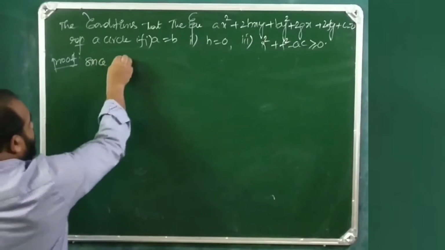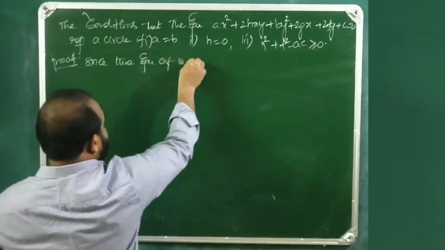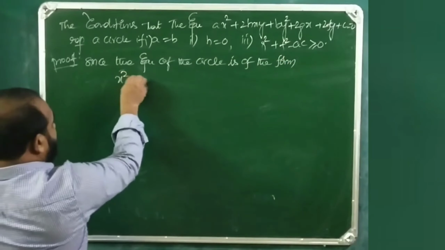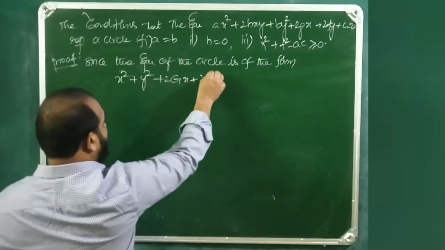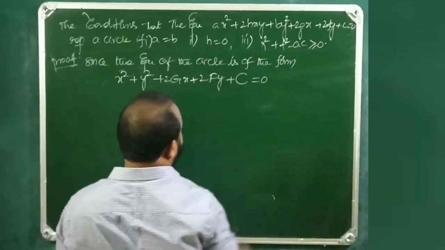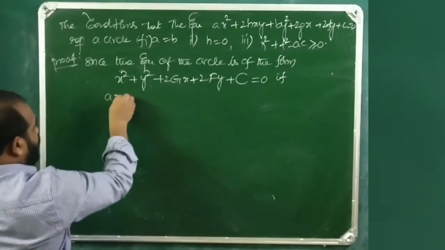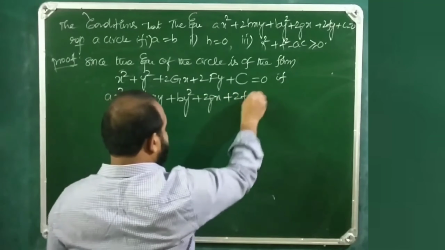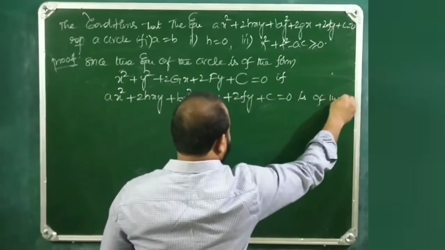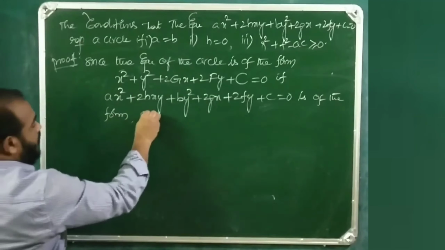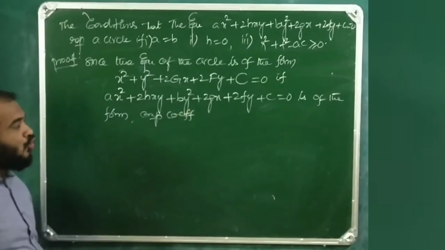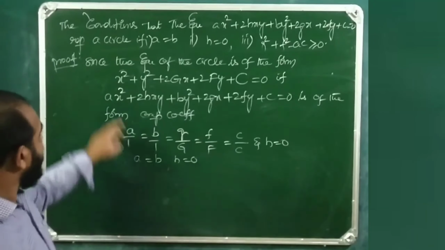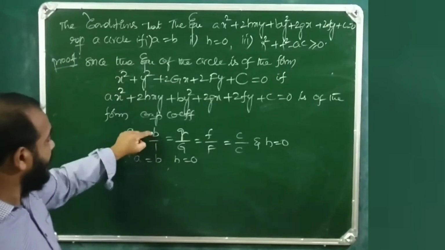Since the equation of the circle is of the form x square plus y square plus 2gx plus 2fy plus c equals 0, and ax square plus 2hxy plus by square plus 2gx plus 2fy plus c equals 0 is of the form, comparing coefficients, comparing the coefficients of x square, we get a by 1, since the x square coefficient is 1 here, and b by 1.